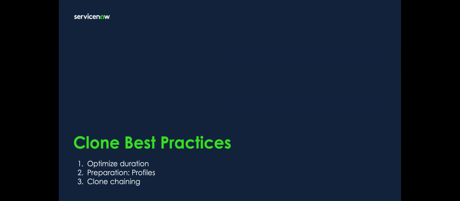Now that we talked about the clone app and some clone basics, I'd love to talk a bit about clone best practices. There are kind of three main things that we get asked about. One is, how do I reduce my clone time, if you have longer running clones, if you have large instances? Then around clone profiles and also around clone chaining, what clone chaining is and how to use it. So I'll walk through each of these.